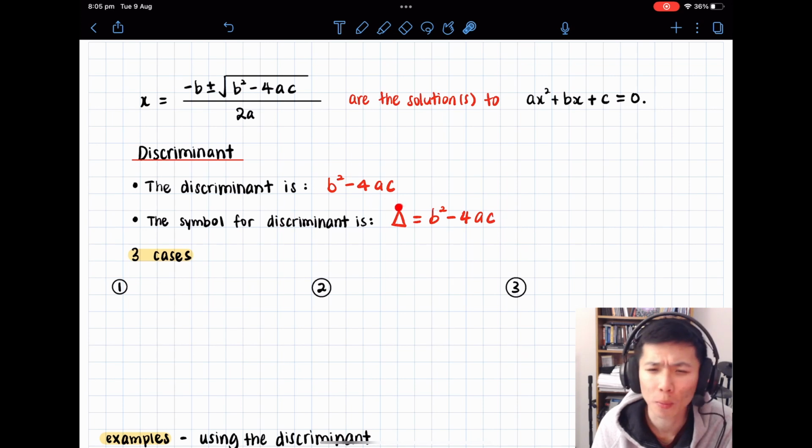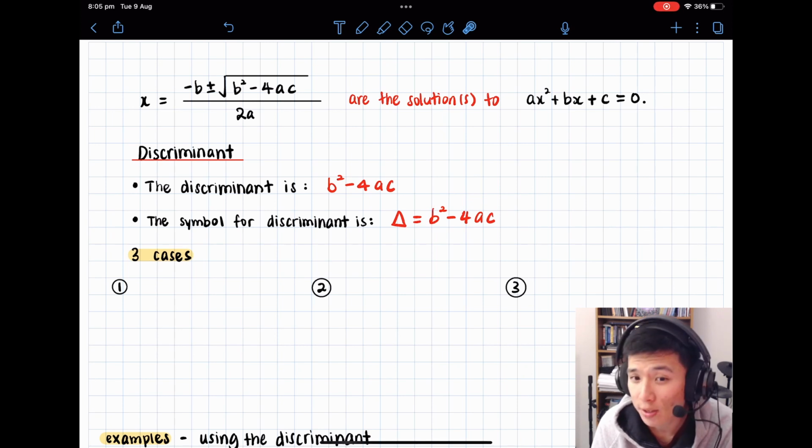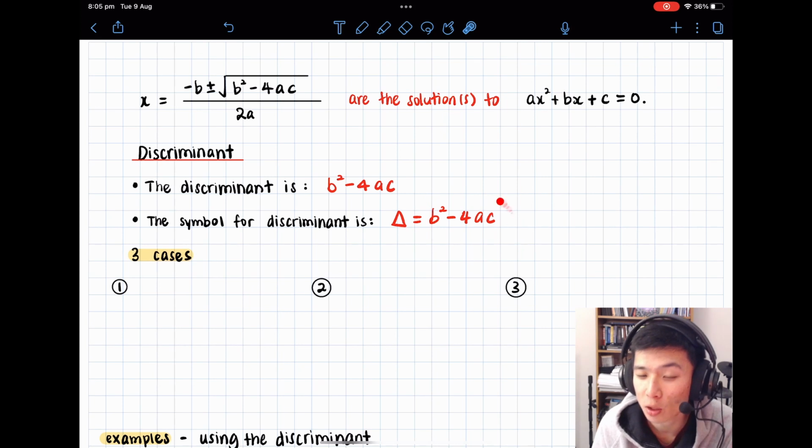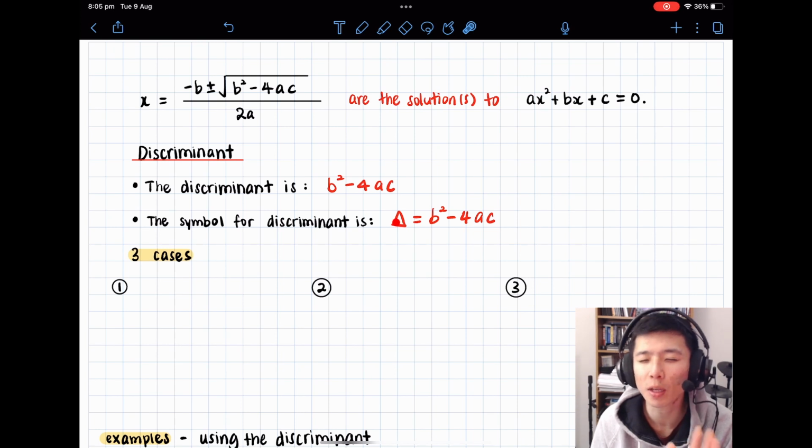Now, why is this so important? Why do we care so much about this thing underneath the square root? Well, it turns out that depending on what the discriminant is, it will change the solution, but more importantly it will change the number of solutions I get.